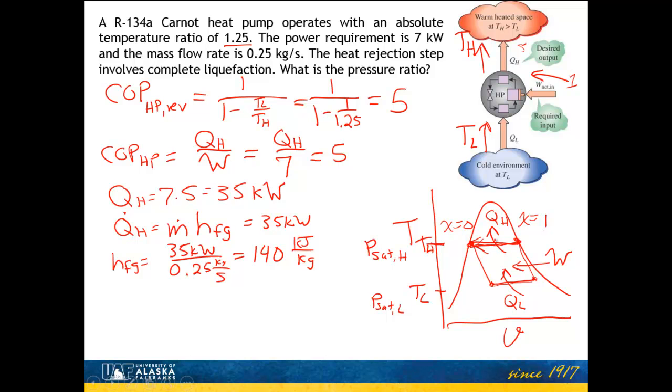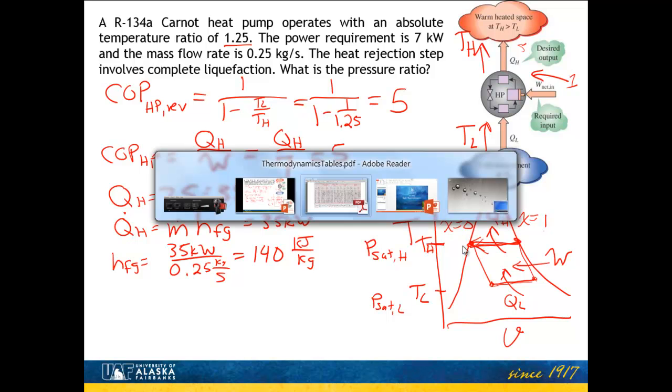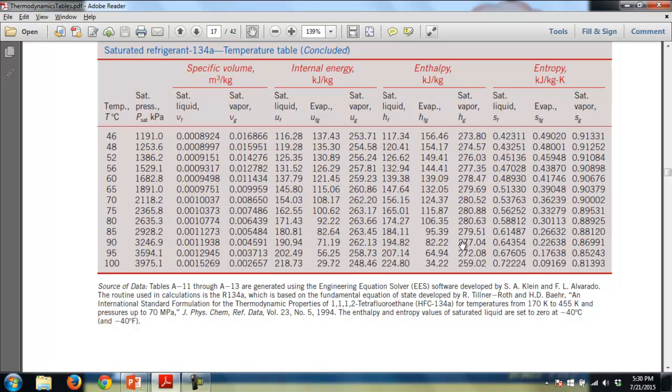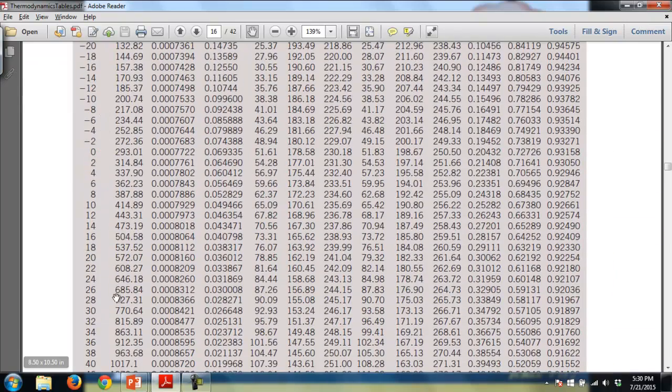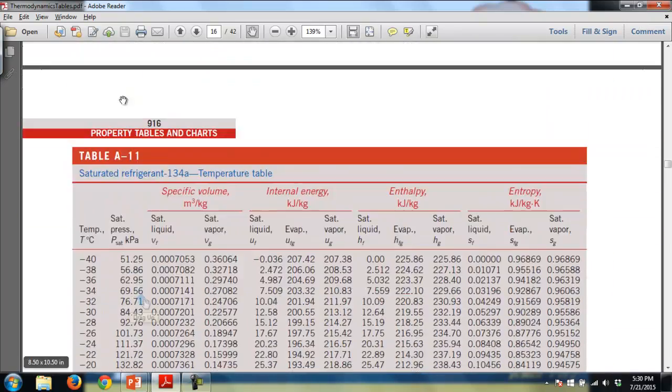I want to find the corresponding pressure at that temperature as well. So I'm going to again use this value of 140. Let's go back to our tables. Now I'm going to go to the pressure table. Actually, the pressure table is the next one down.